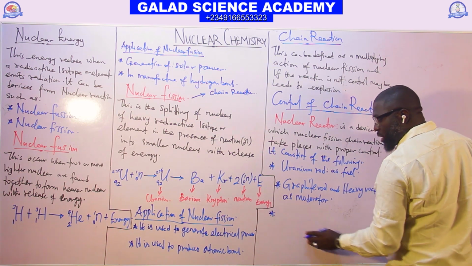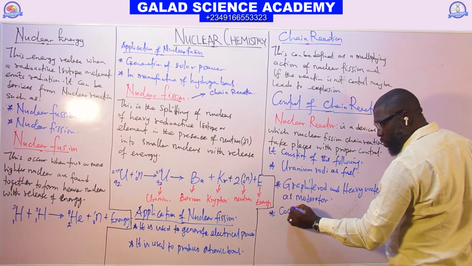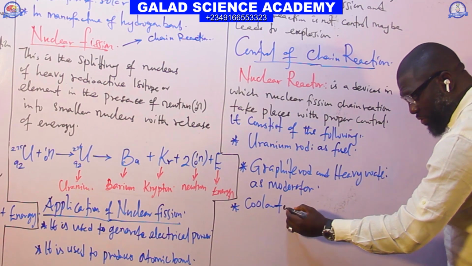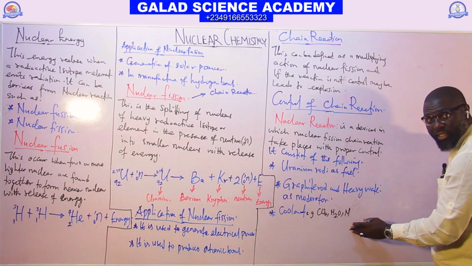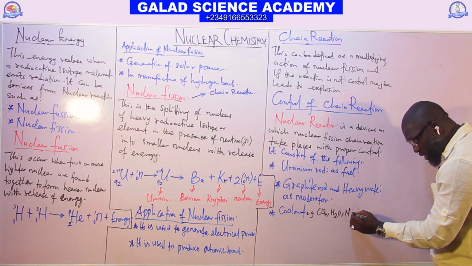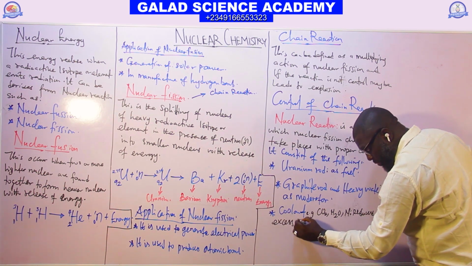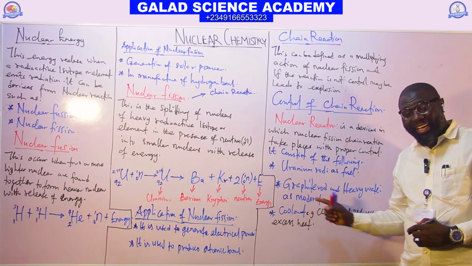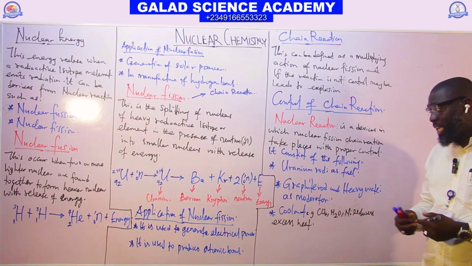And the next one is coolant. Examples of coolant here are CO2, H2O, and nitrogen. They are used to reduce or cool excess heat in the nuclear reactor. So we use CO2, water and nitrogen as coolant in the reactor to reduce the excess heat.